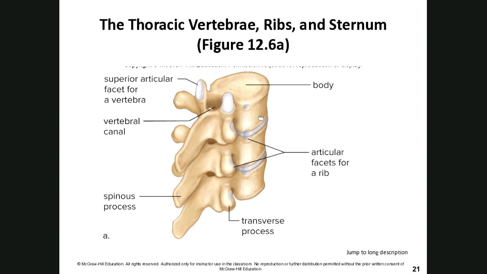So you can easily see how if any one of these discs were to become slipped or herniated or otherwise damaged, it could cause this body or any of these facets to crash down on those nerves, which would cause a lot of pain. And then at the back of the vertebrae, we have the spinous process.